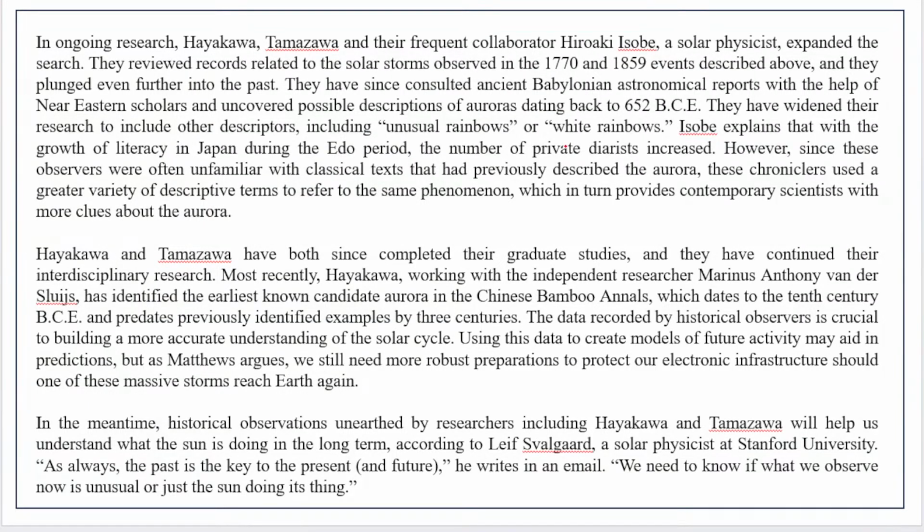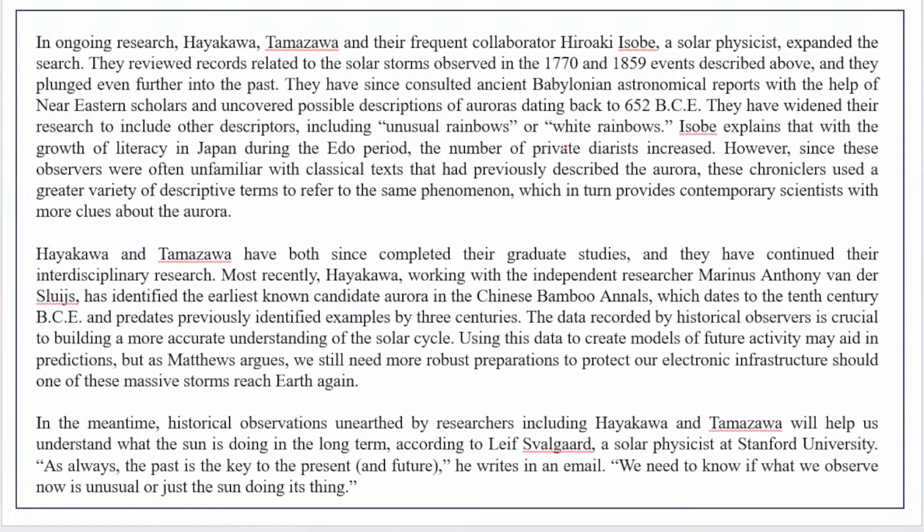In ongoing research, Hayakawa, Tamazawa and their frequent collaborator Hiroaki Isobe, a solar physicist, expanded the search. So now a third person has also joined their team, Hiroaki Isobe. Okay. Now they are expanding their research. They reviewed records related to the solar storms observed in the 1770 and 1859 events described above, and they plunged even further into the past. So they checked records from 1770 and 1859, and beyond that they went further into the past.